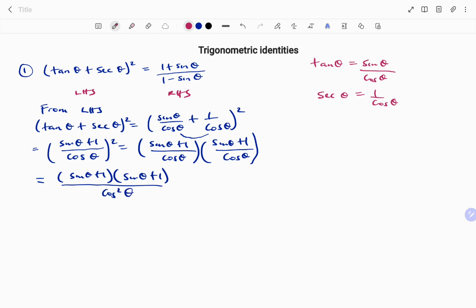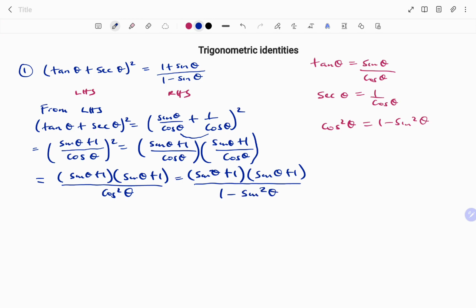From our trig identities, cos squared theta equals 1 minus sine squared theta. We got that from cos squared theta plus sine squared theta equals 1. So we're going to change the cos squared theta at the bottom. We still have (sine theta plus 1) and (sine theta plus 1) multiplying each other at the top. Changing our cos squared theta at the bottom will give us 1 minus sine squared theta.